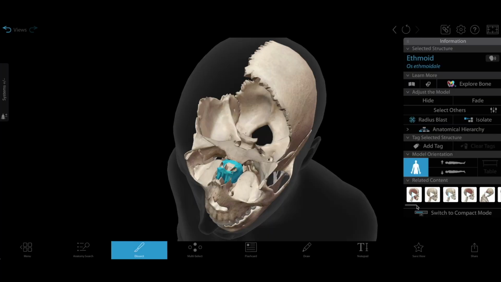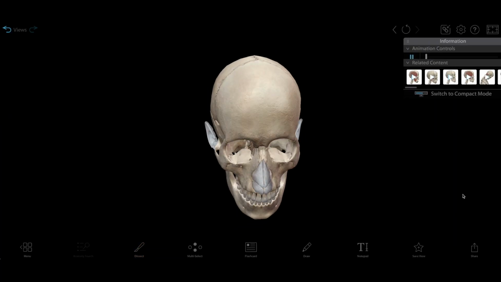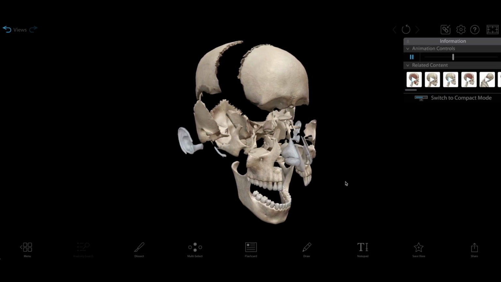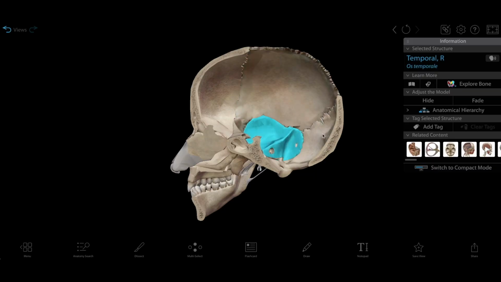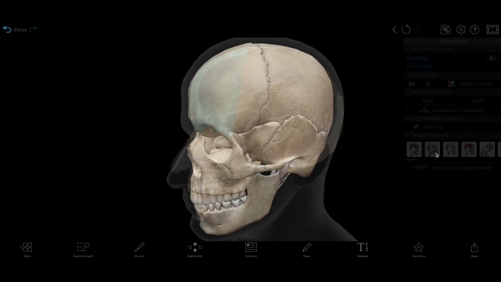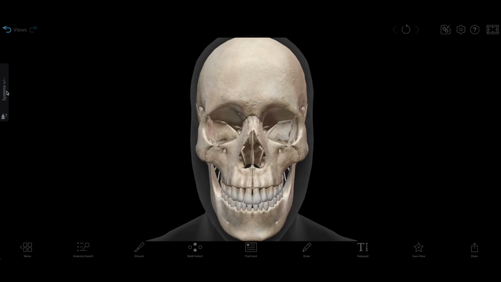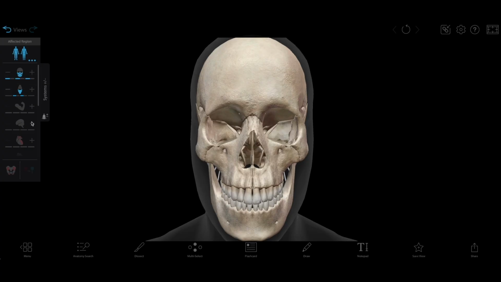With the related content box, we can access the disarticulated skull animated model, which shows how the bones of the skull fit together. We can also look at transverse and sagittal sections of the skull to examine how it fits around the brain. Let's add the nervous system to our original skull model here using the systems tray.